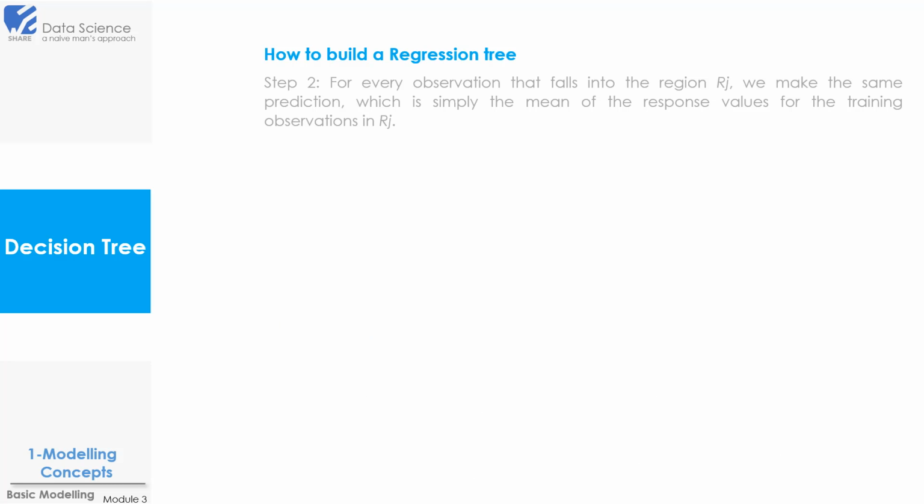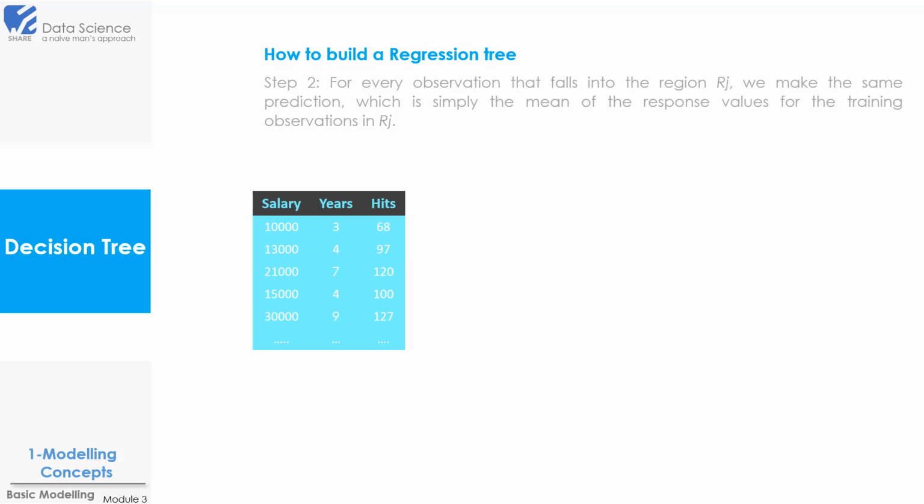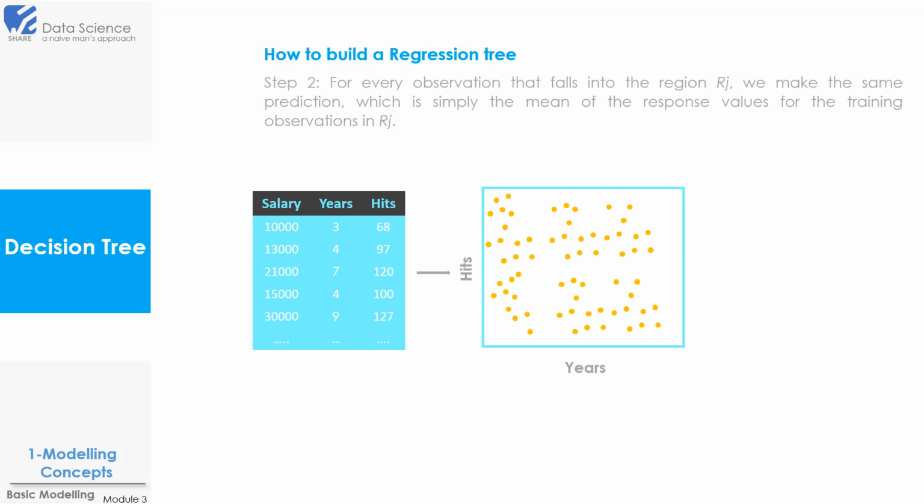Now once the split is created, in the next step we take every observation that falls into the region Rj. We make the same prediction, which is simply the mean of all the response values for the training observations in Rj. Let me explain this with the help of an example. Suppose we have data of baseball players. We have their salaries, the number of years that they have played, and the number of hits that they hit last year. We will use this data to predict the salary of baseball players. Salary is the dependent variable and we will predict the salary based on the hits and the number of years.